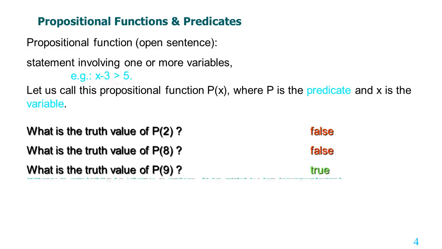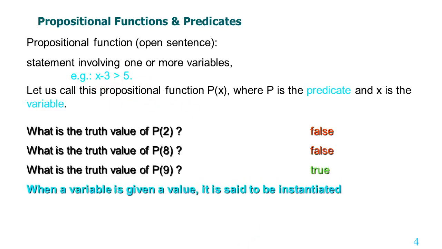Hence, it is true. When a variable is given a value, it is said to be instantiated. Hence, this is a formula, or a statement, a propositional function, and these are the instantiations with different values. The truth value depends on the values of the variables.